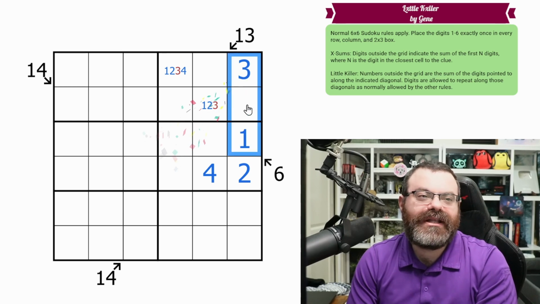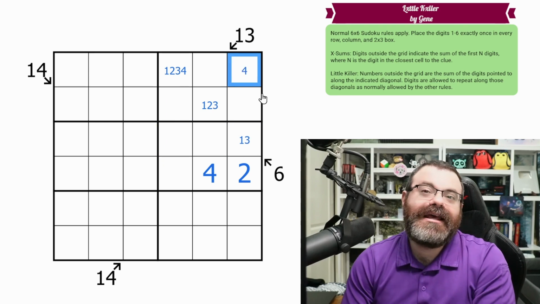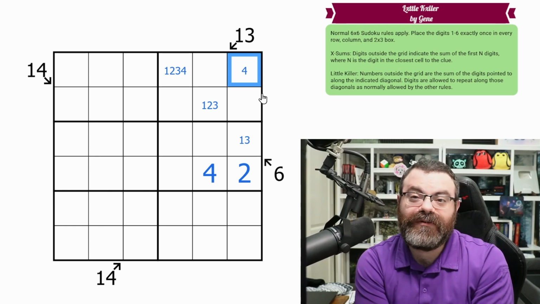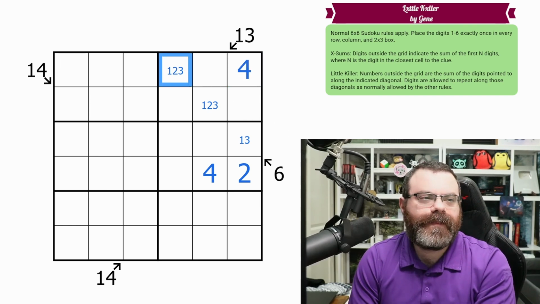And now that this is a 1, these 3 would add to 4. This would have to be a 9. There's no 9 in a 6x6 Sudoku. So this has to be at least 4. Now 5 digits, what's the minimum it can add to? Well, 1, 2, 3, 4, 5 adds to 15. That's too big. So actually the only option is for this to be 4.